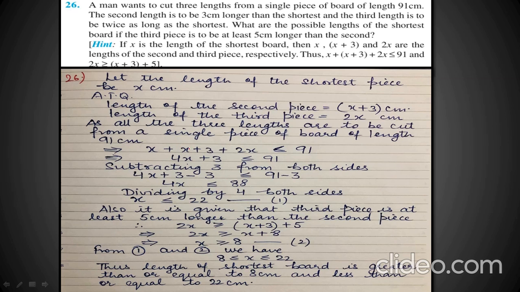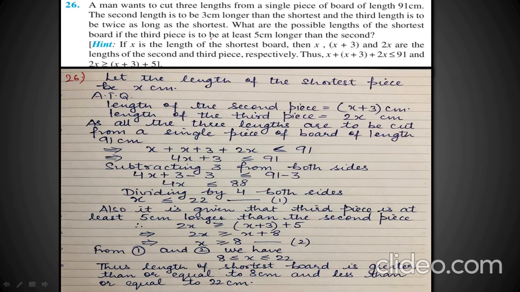So adding all three, x plus 3 plus 2x less than or equal to 91, that becomes 4x plus 3 less than or equal to 91. Now subtracting 3 from both sides, we get 4x less than or equal to 91 minus 3, which is 88. And again dividing by 4 both sides, we get x less than or equal to 22. So this becomes the first inequality.